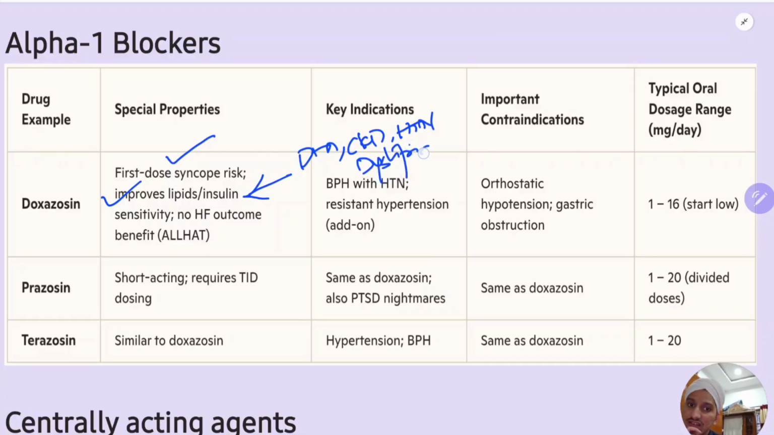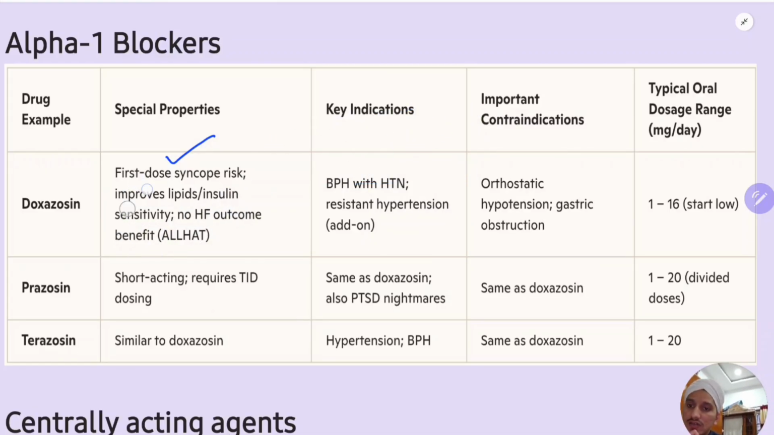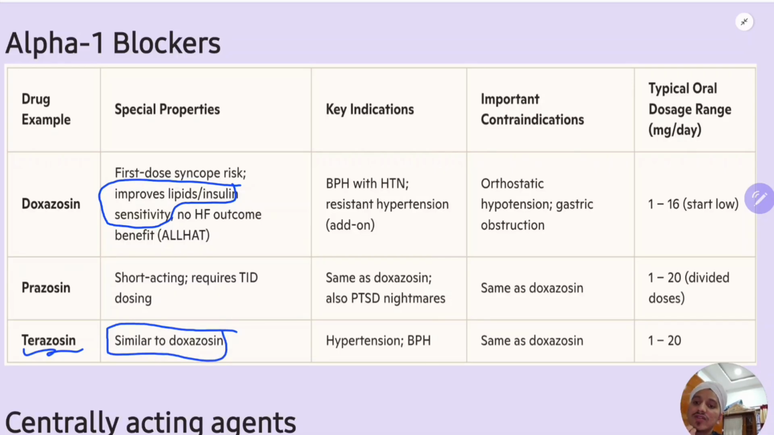So like these drugs we need, no? But we need to consider the patient characteristics also. Economy, cheaper, whether the patient is economically good or not, everything matters. One important point is it improves the lipids and insulin sensitivity. No heart failure outcome benefit, ALLHAT trial. One important thing in doxazosin, which is not seen in others, is it improves the lipids and insulin sensitivity. Similarly, terazosin also has that property.